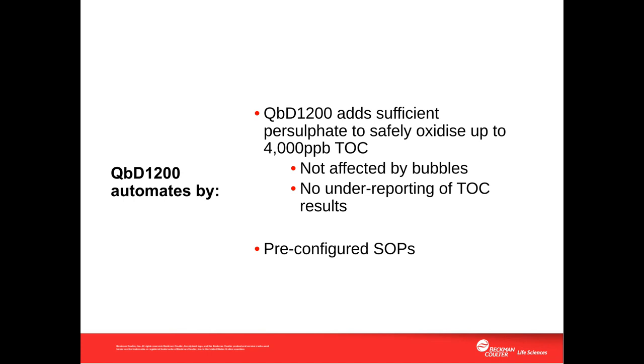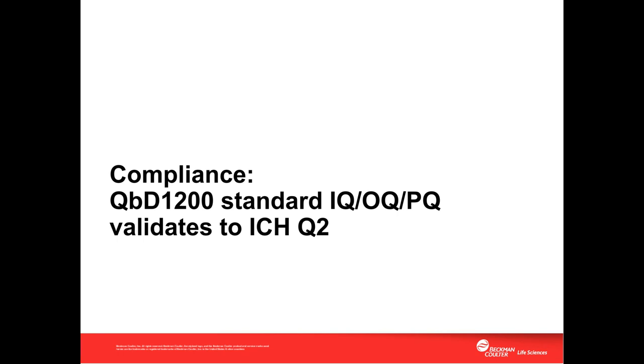All TOC analysis SOPs can be pre-configured and programmed into the QBD 1200, so the technician has reduced manual configuration steps, which helps to reduce the opportunity for human error, which of course could affect the accuracy of the data in the electronic record itself.